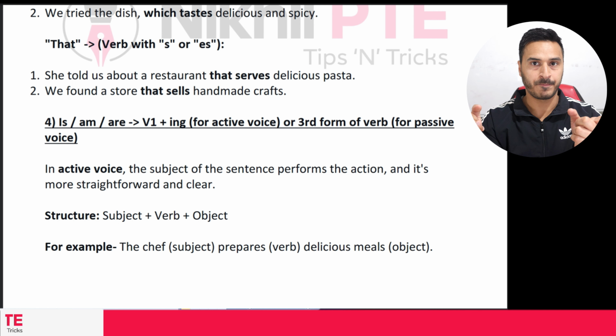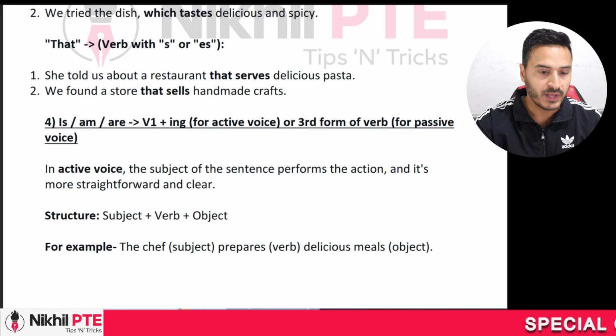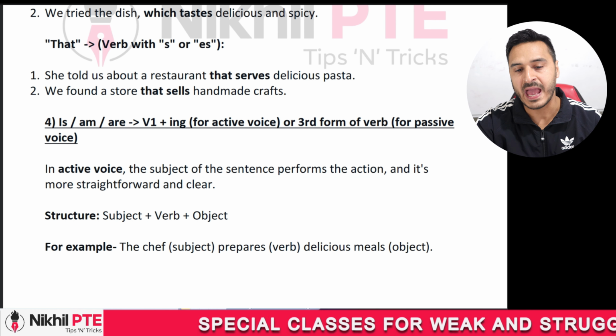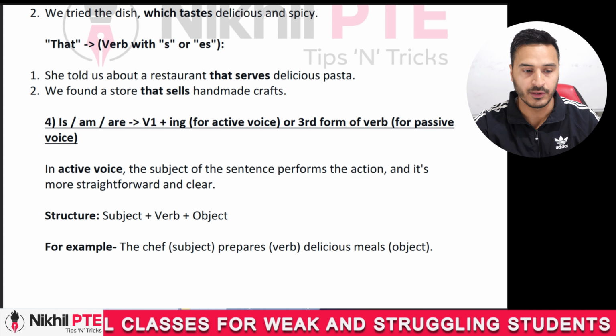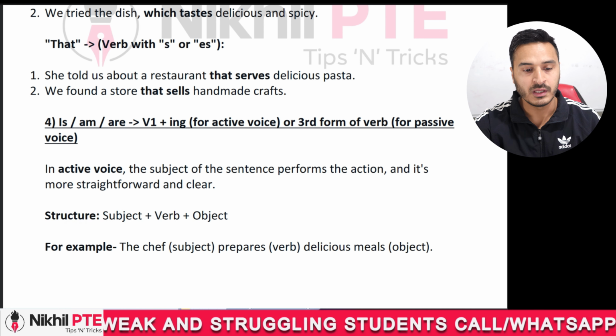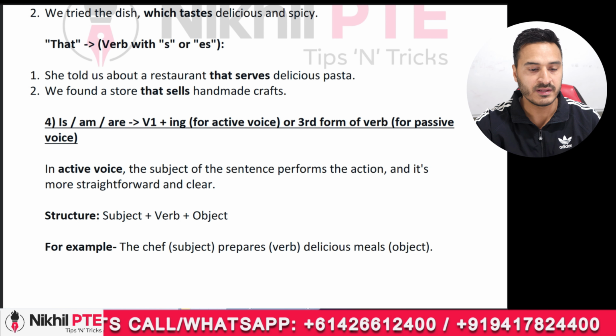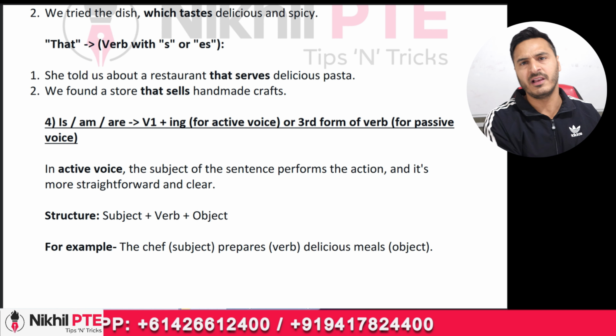Active, passive. These are the basic things. So in active voice, the subject of the sentence performs the action and it's more straightforward and clear. So here is the structure. Subject, firstly the subject will come, then verb, then object. So here is the example. I am explaining very clearly, guys.